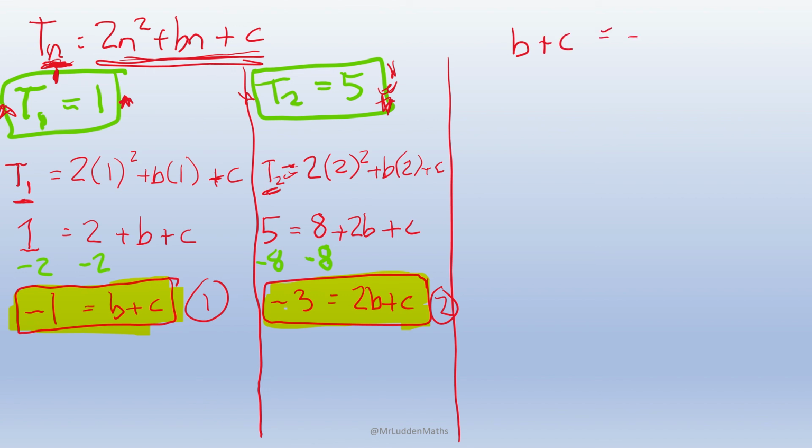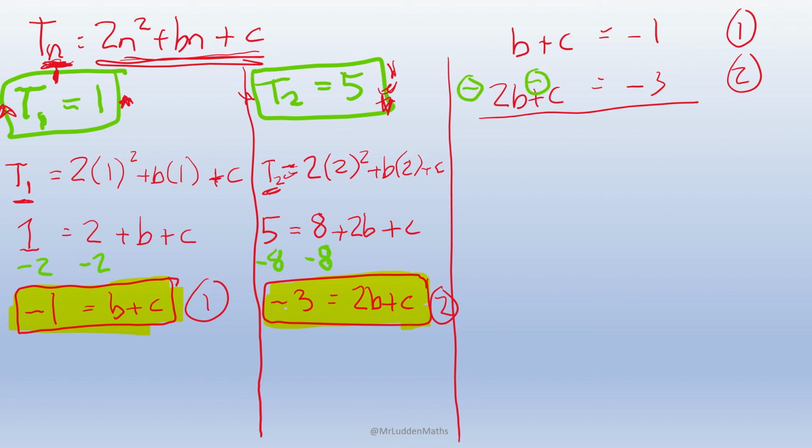So b plus c is equal to minus 1. That was my first equation. My second equation was minus 3 is equal to 2b plus c. So I'm going to take away everything from both sides, and what I'm going to end up with is minus b is equal to 2. So that means b is equal to minus 2.